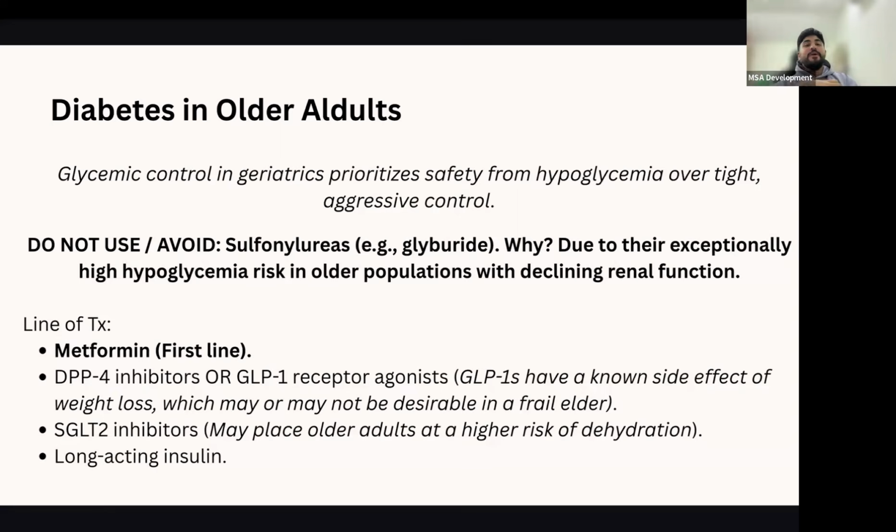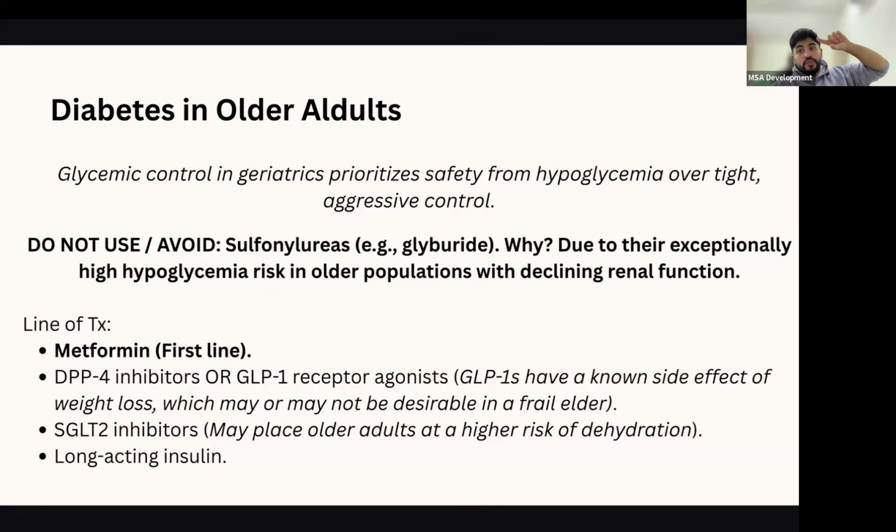Okay. Now, what medications do I need to avoid in geriatrics? I need to avoid sulfonylurea. Why? Because they will put the patient at a very high risk of developing hypoglycemia. And I do not want that. Okay.